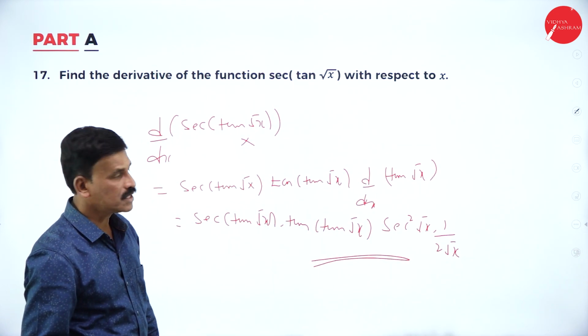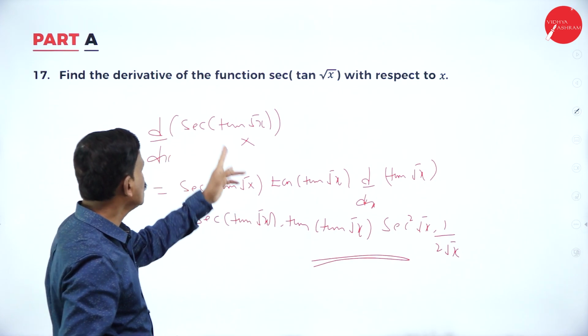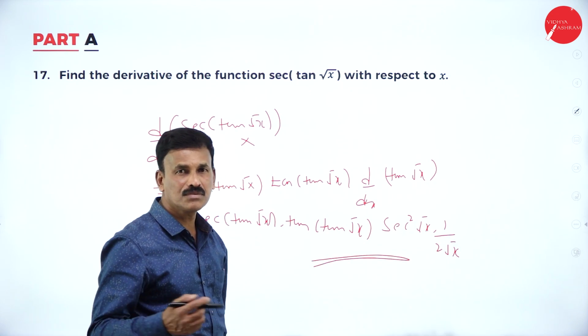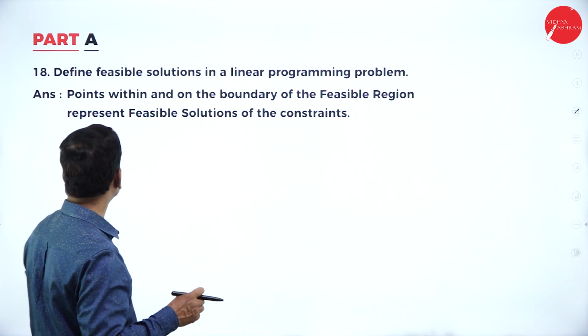This is the answer. This is the lengthiest answer, right? Secant x differentiation is secant x tan x. Differentiation of tan x is secant square x into differentiation of root x is 1 over 2 root x. Hope you followed. Now move on to the next problem.